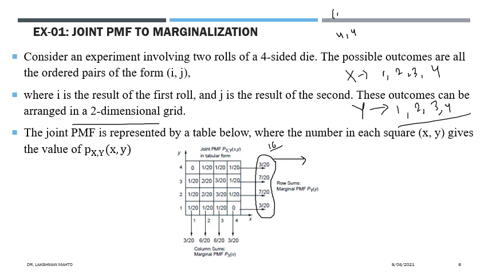Likewise, if you do a column sum, that means a vertical sum, summing all these probabilities along the vertical, then in the first column it will sum to 3 by 20.